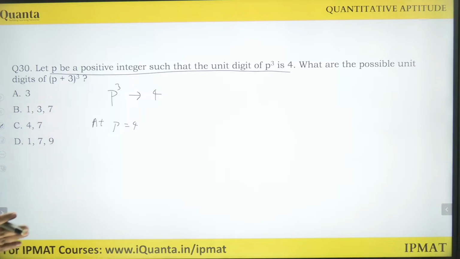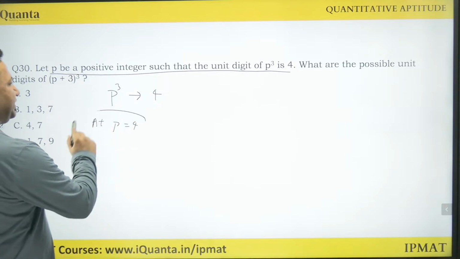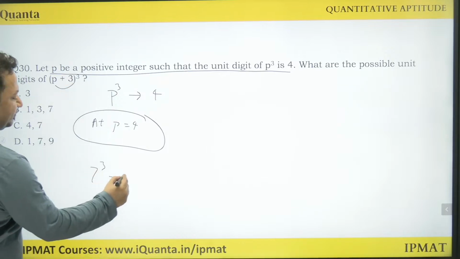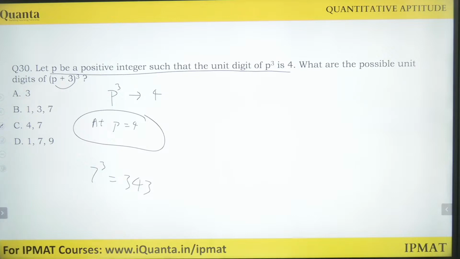At 5 it will be 5, at 6 it will be 6. 7 cube is 343. 8 cube is 512. 9 cube is 729. So at P equal to 4 only this is possible. Cool. So 4 plus 3, that is 7 cube, what will it be? 343. Right? 343, the end is 3 over here. The answer is A, that is 3. Alright, clear?